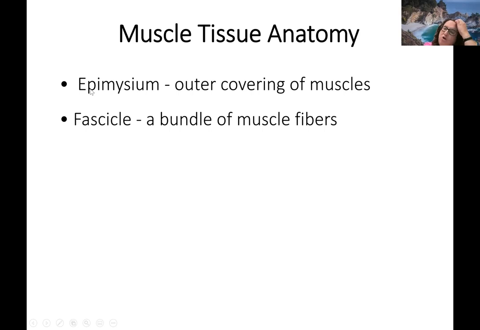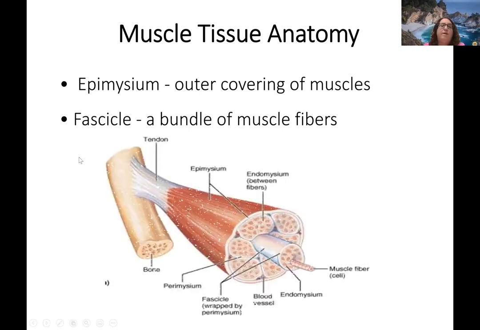A few terms that you might want to know. We have our epimysium, which is the outer covering of the whole muscle. The fascicle is one of the bundles of muscle fibers. So epimysium all the way around, and fascicle is the wrapping around one of the bundles.